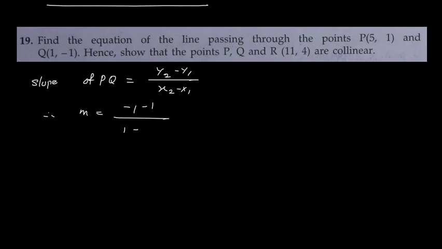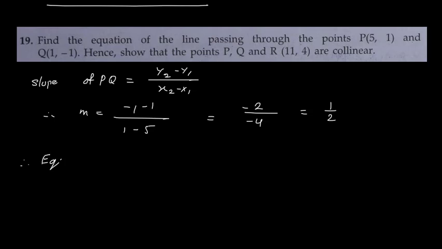Points are collinear when all the points lie on the same line. So first I will find the equation of the line passing through points P and Q. First I will find the slope of PQ. The slope of PQ is given by the formula y2 minus y1 upon x2 minus x1. So the slope m is equal to minus 1 divided by 1 minus 5, which gives minus 2 divided by minus 4, which is 1 upon 2.